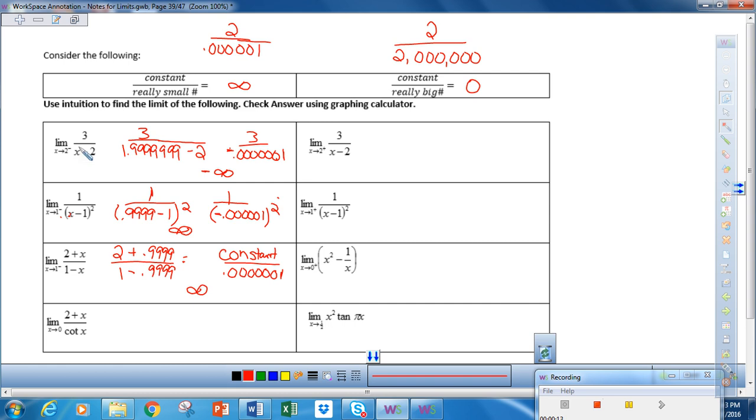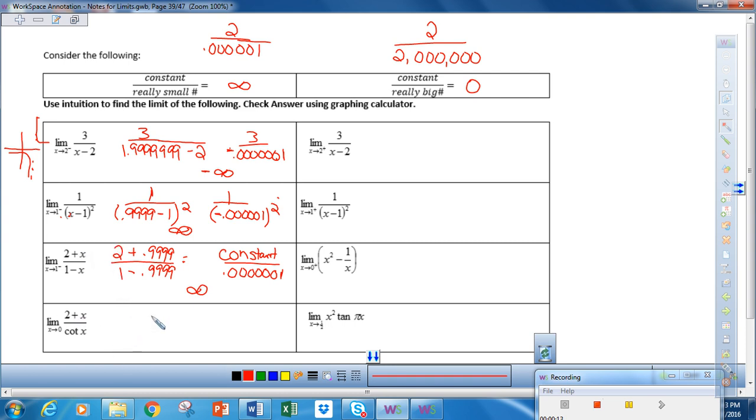A lot of these, you can use your calculator to check to see what's going on. You would find that they have what we call a vertical asymptote. We're going to talk about vertical asymptotes in a second. You would see that as it approaches 2 from the left, it's going towards negative infinity, and from the right, it's going towards positive infinity. If you graph these on your calculator, you'll see what I'm talking about, and I encourage you to do that.